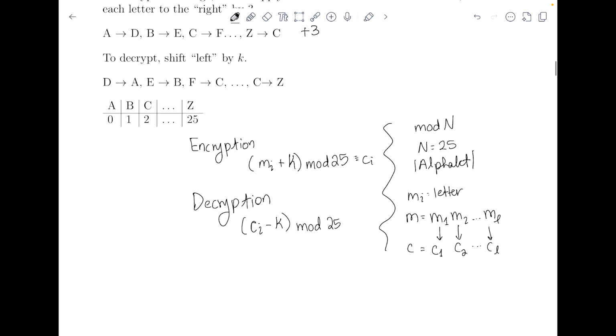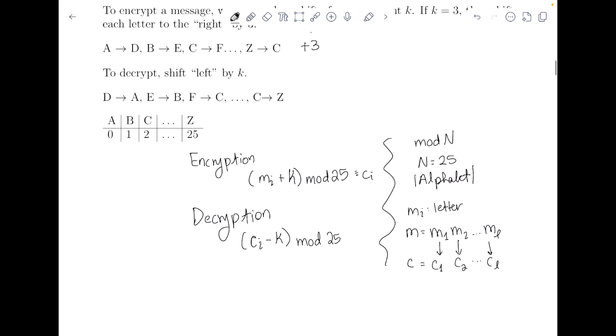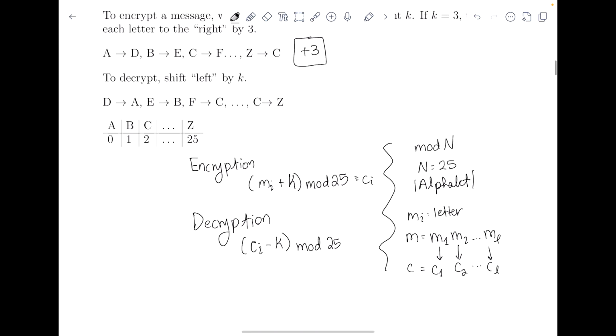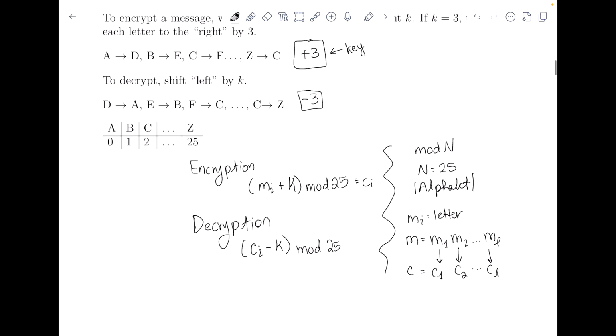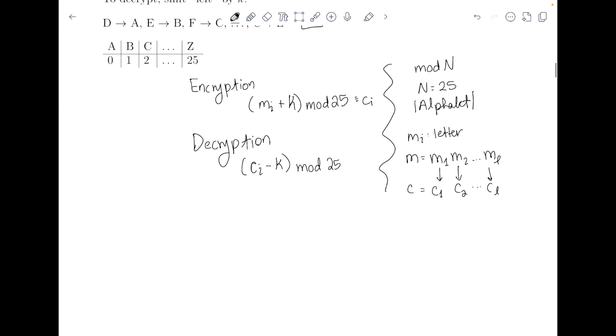So just to remember, just to go over it again, the key is going to be +3 because I'm going to go to the right by 3. And then when I go to decrypt, I'm going to shift left. So it's kind of like subtracting 3. So here's my key. And in general, it's going to be K. And we can see that K is going to be from our key space, which is going to be a number between 0 and 25.